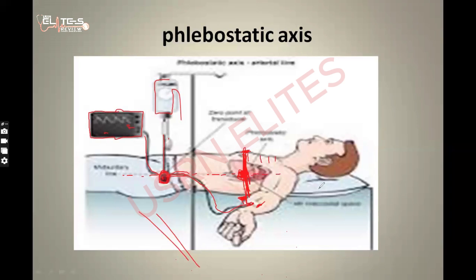So the transducer can be here. So this is just a stand, okay, a drip stand. So this can be here or it can be anywhere. But at the end of the day, what we are interested is let your transducer be at the level of the phlebostatic axis. That is the only way you can get accurate results for whatever thing that you are monitoring. That is why it is important for us to know this phlebostatic axis.